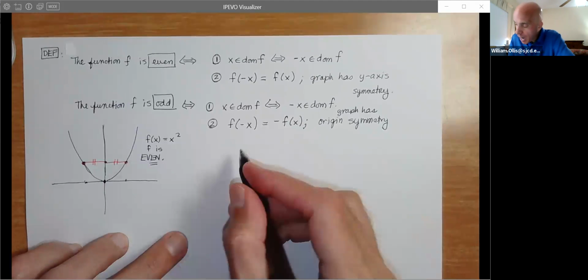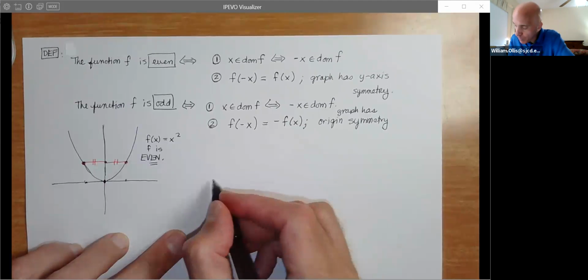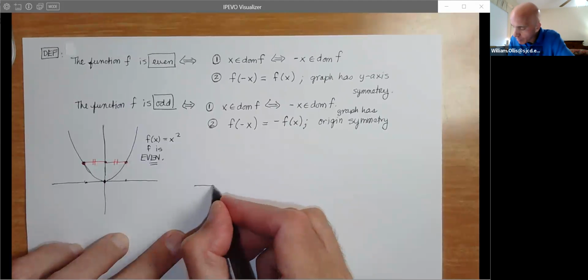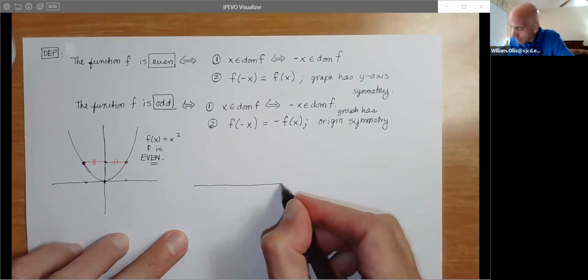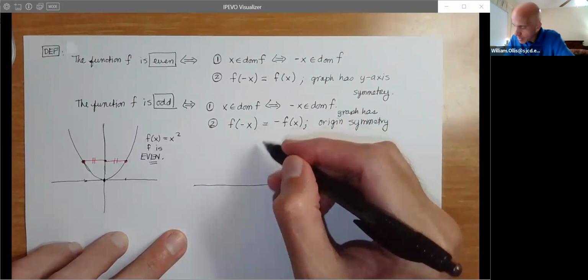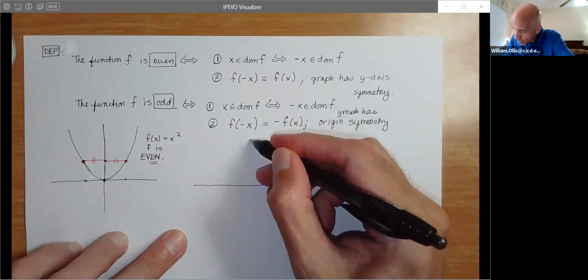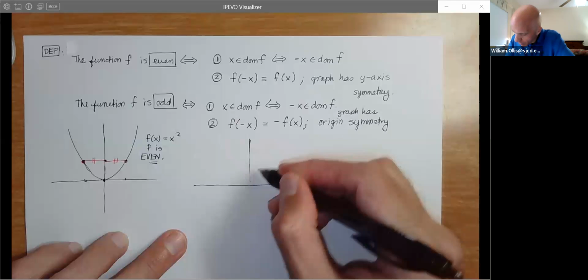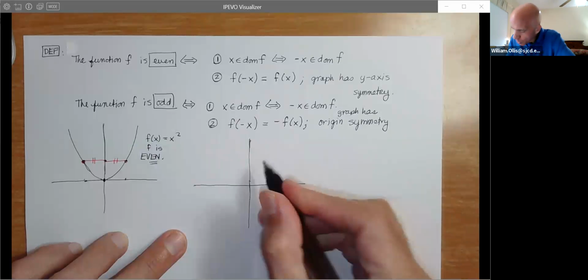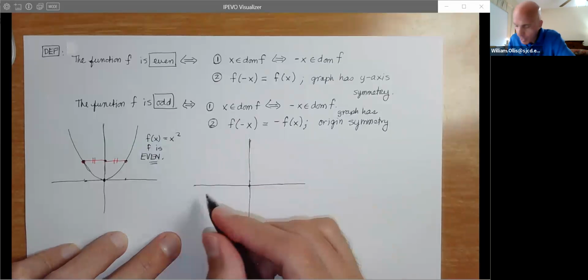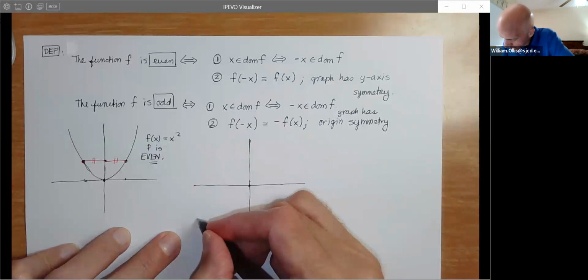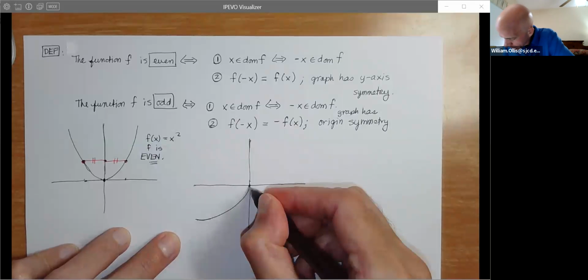And now, of course, the odd function, we'll just take the cube root function. That's easy to draw. Of course, y equal x, f of x equal x, is a nice odd function. So we'll do the cube root that has the vertical tangent at the origin. Vertical tangent.